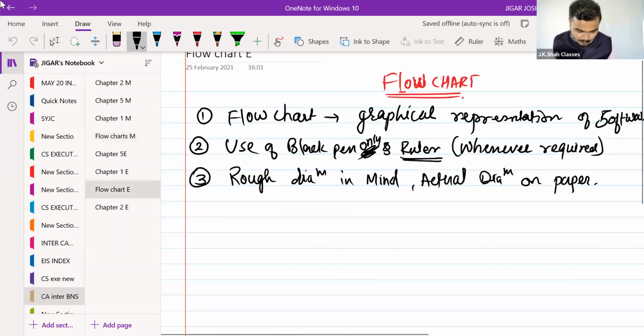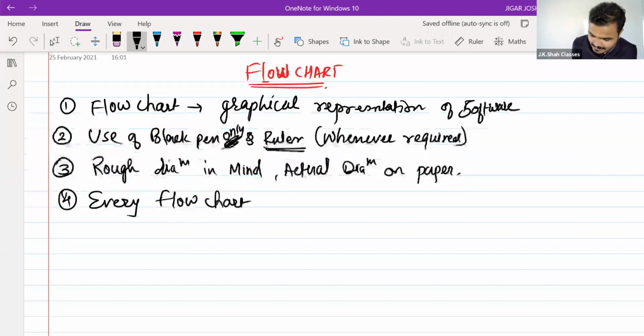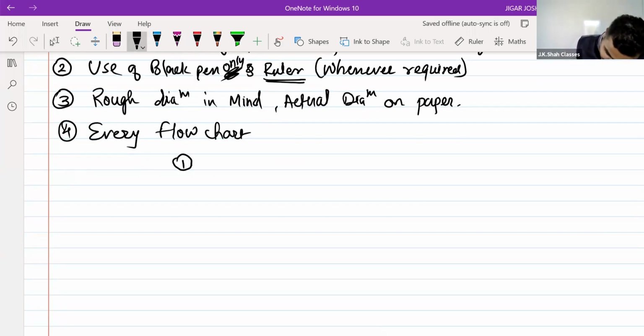Yes, sir. Now, total, my dear students, every flowchart will have three types of activities. How many types of activities, my dear child? Sir, three types of activities. Number one, my dear child, that is input.